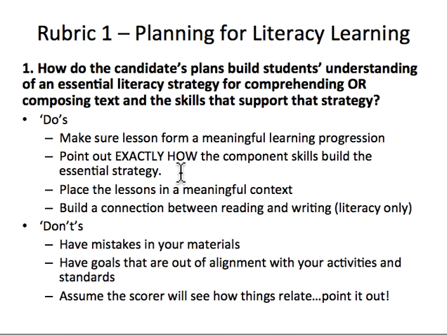Second point is, make sure you're explicit and point out exactly how the component skills build the essential literacy strategy. Just having them listed in order 1, 2, 3, 4, 5 isn't going to be enough. You have to tell them how it relates to the essential skill, how that helps you with the central focus, and maybe even how it relates to the standard, right? And then with the next skill, you do the same thing. This is how it ties in with that other skill to get me this strategy. This is again supporting this part of the central focus and this academic standard.